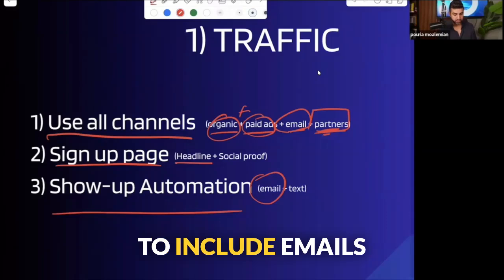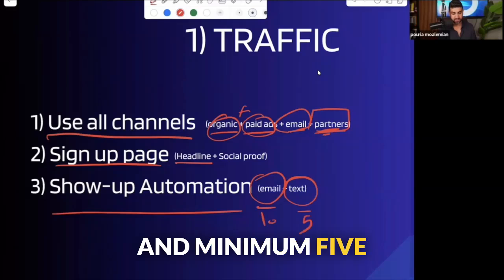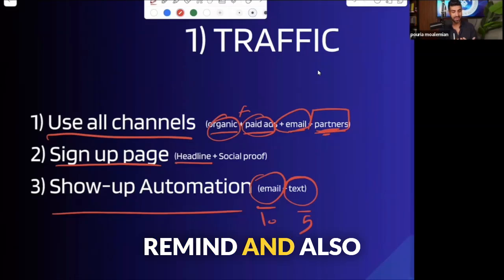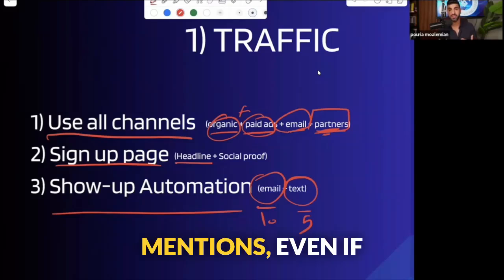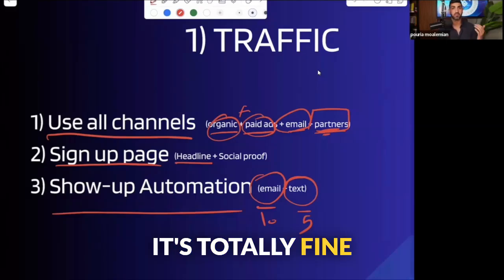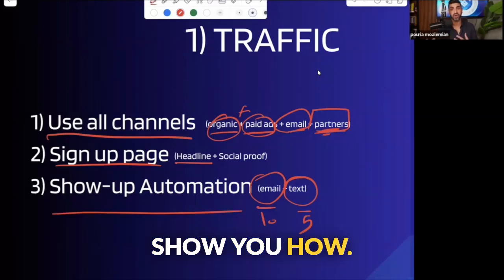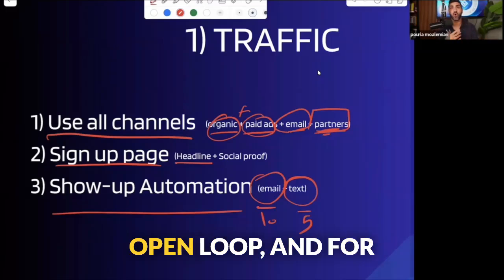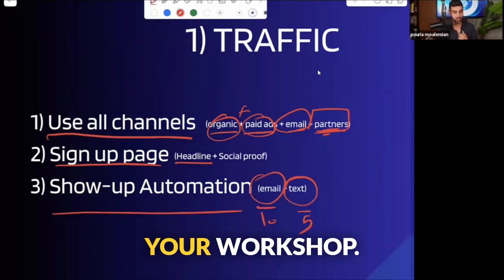I always suggest including emails and text messages, minimum 10 emails and minimum 5 text messages. What do emails do? Emails remind people and also handle some objections ahead of time. For example, it mentions even if you don't have 20% down payment, it's totally fine because we have a solution that lets you buy a home with 3% down payment, and I'm going to show you how in the workshop. You share some part of the solution and create an open loop. For people to close the loop, they have to show up inside your workshop.